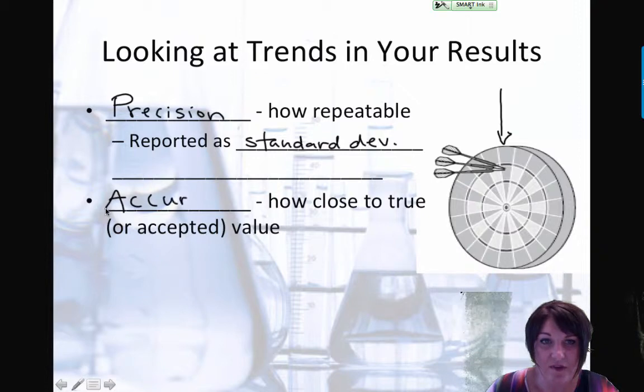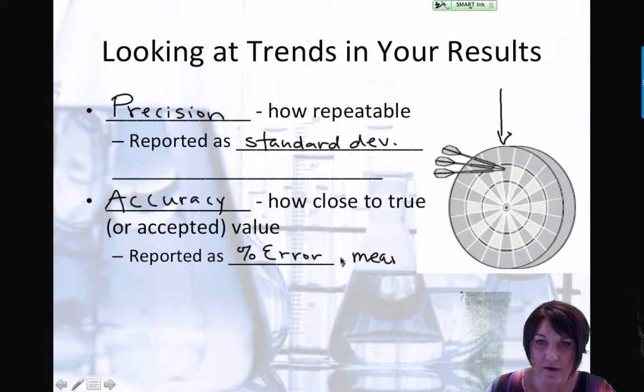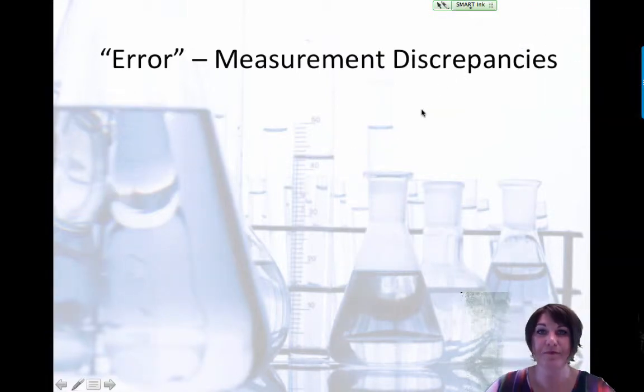So accuracy is the way we would describe how close your measurements are to the true value or the accepted value. So we report accuracy as percent error. And then to improve the accuracy, we often use the mean, right? We take several measurements and find the average, the mean of those numbers, and that helps to improve our accuracy.